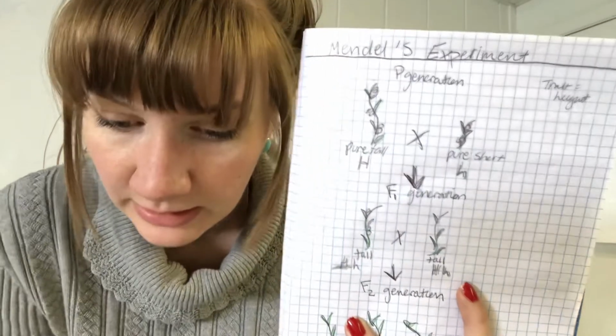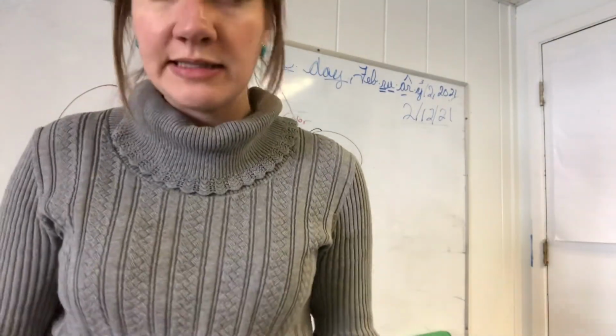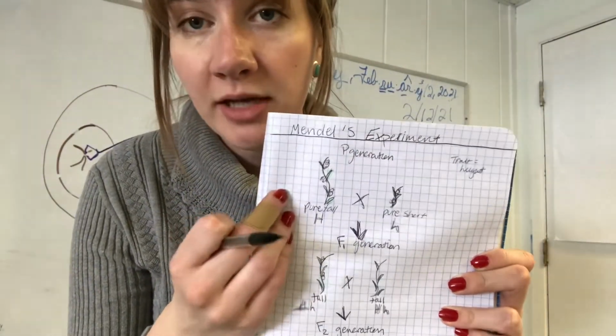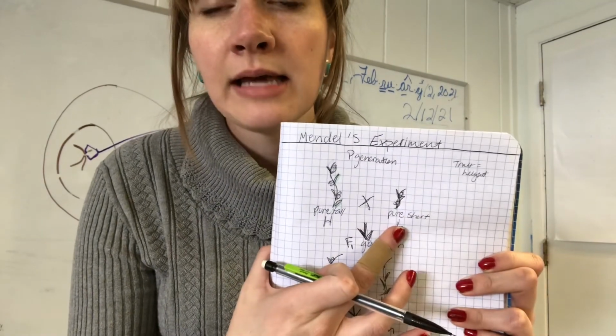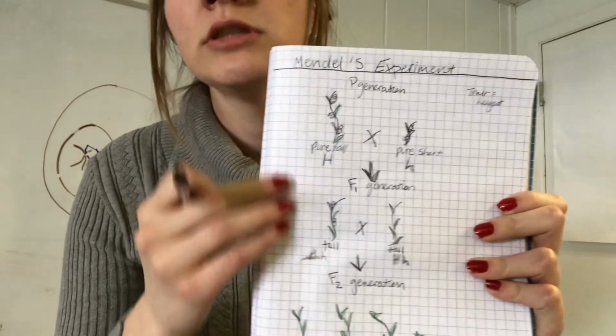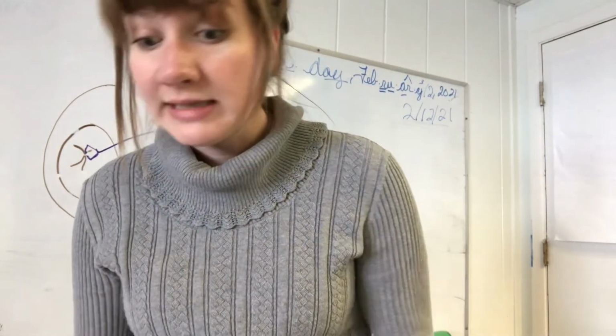Okay, so that's all for today for dominant and recessive alleles. Remember, dominant masks the recessive allele. So here, tallness is dominant, shortness is recessive, and the dominant trait masks the recessive trait or recessive allele.